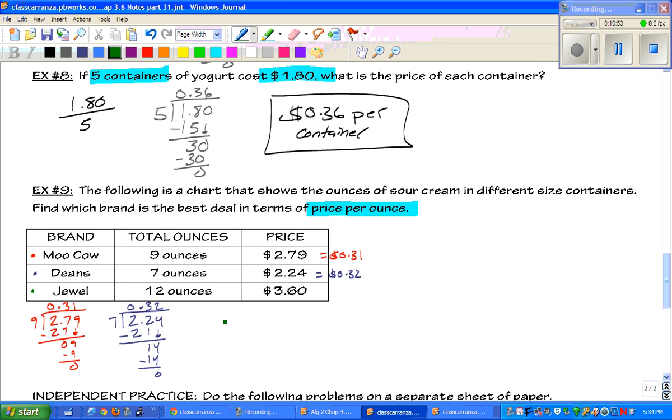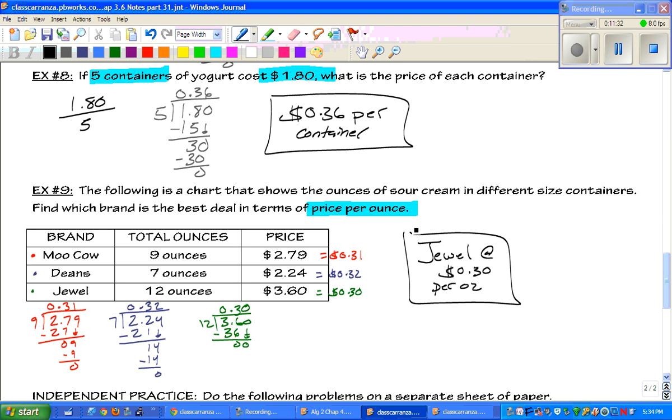Jewel. 360 divided by 12. 12 does not go into 3, but it goes into 36 3 times. Now you're not done because it says zeros. Does 12 go into 0? No. So Jewel, let's rewrite that, is 30 cents per ounce. So the better deal is Jewel at 30 cents per ounce. Okay?